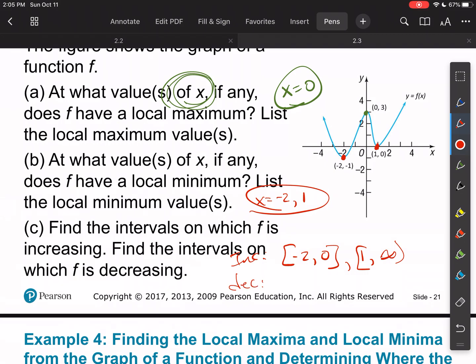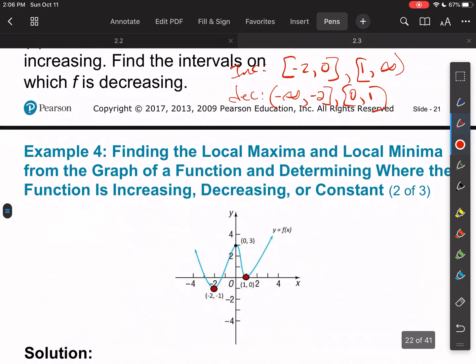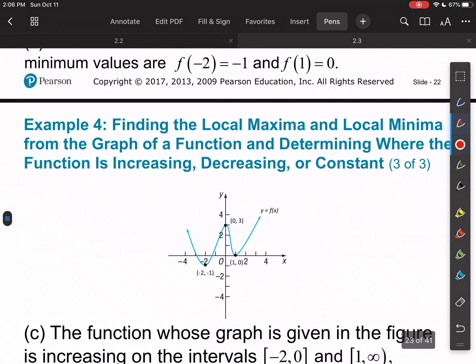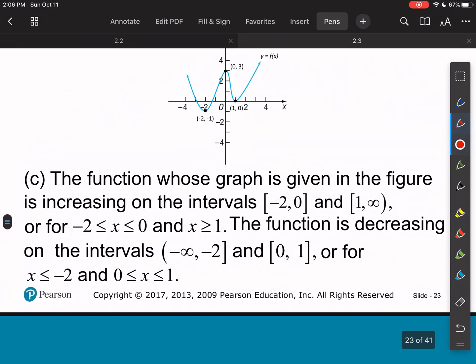It is decreasing from negative infinity, from this direction over here, just coming from negative infinity all the way to -2, and then it's going down from 0 to 1. So 0, 1. Okay, and that is showing the intervals on which the function is increasing and decreasing. Hopefully that makes sense. And here you have it. So you notice how with the infinity sign, we never use a bracket. Okay, so just be very careful of that.